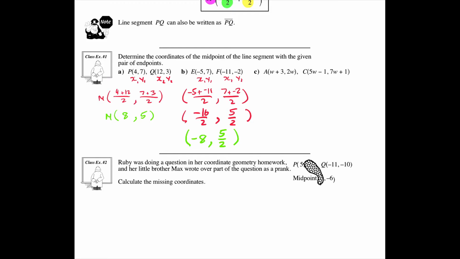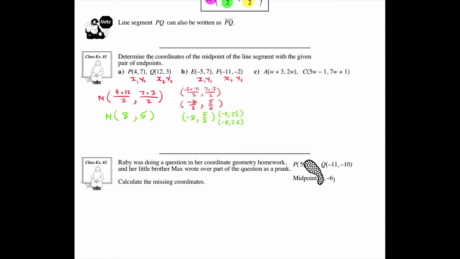Now, depending on the question and how they're asking you to represent these values, it can be left as an improper fraction here, but it could also be written as negative 8, comma, 2 and 1/2, and it could also be negative 8, comma, 2.5. All right, so let's take a look at the third example.